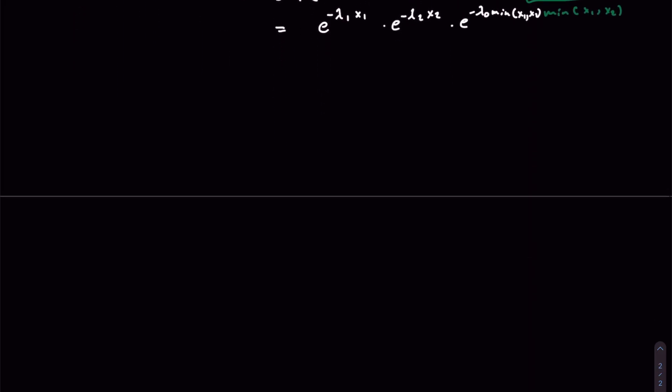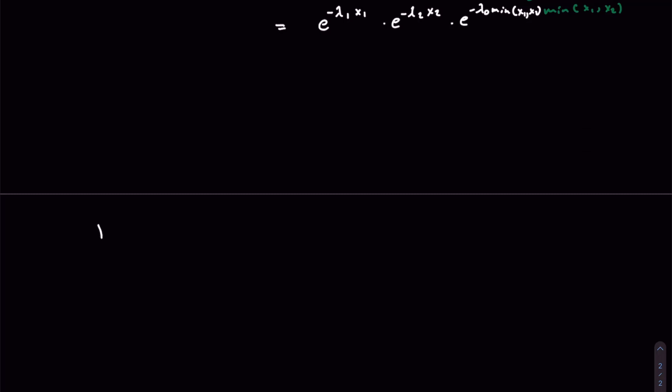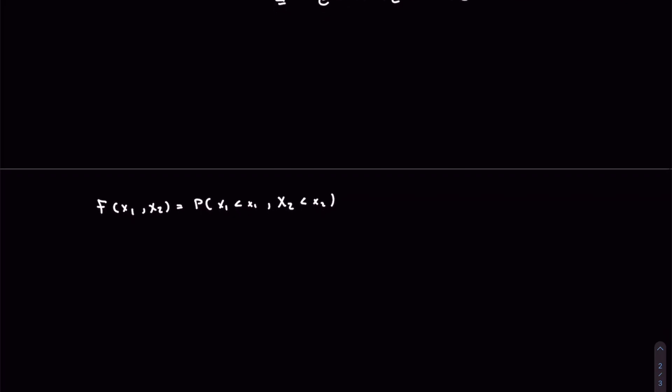Okay, let's write down what the CDF means for x1, x2. That is the probability that x1 is less than little x1, x2 less than little x2. Okay, that's good. Now, what is this? Where does this lead us?